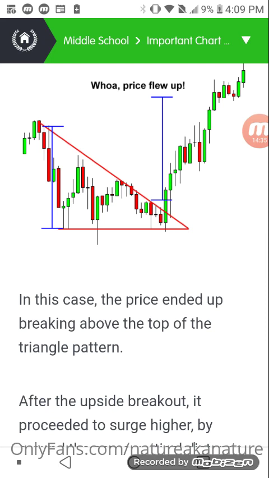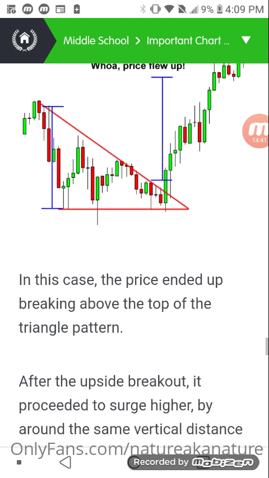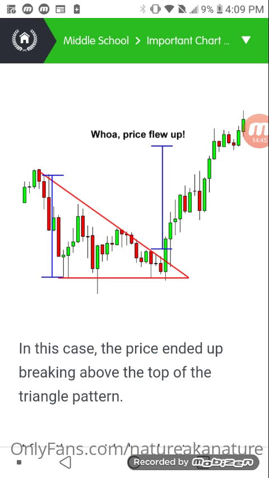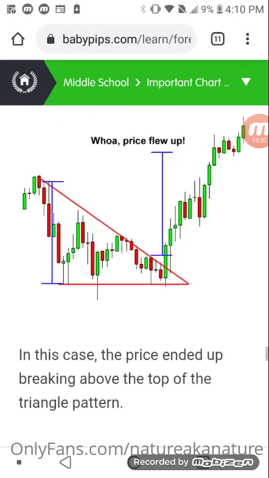After the upside breakout, it proceeds to surge even higher, and even stronger, by around the same vertical distance as the original downtrend of the descending line. Placing an entry order above the top of the triangle and going for a target as high as the height of the formation would yield a nice profit.